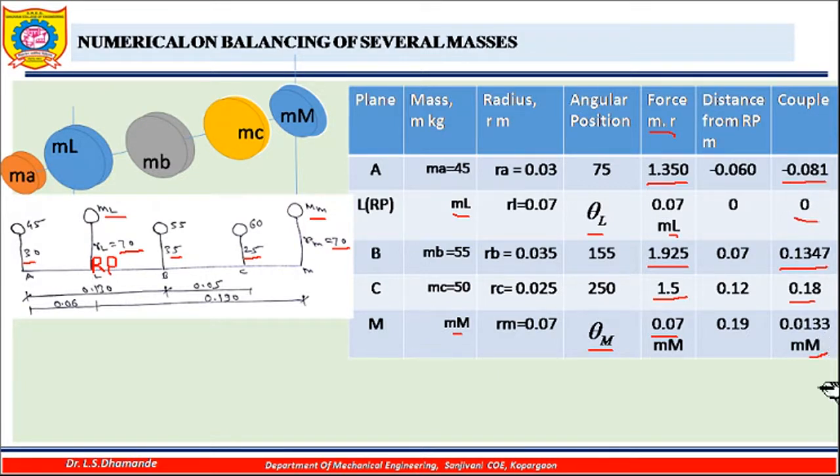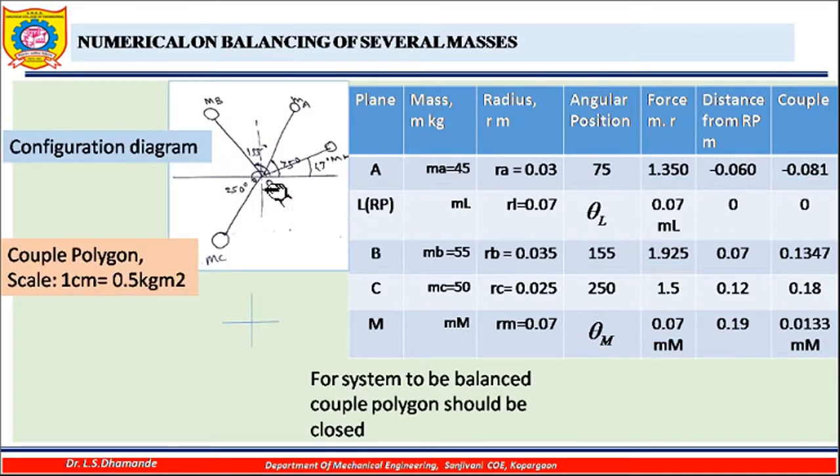So it is always better if I draw the couple polygon first. These are nothing but the magnitudes of these couples due to these masses A, B, C and M. And then I will also draw the angular position of these particular planes, so that I will get the magnitude as well as direction. This diagram is called the configuration diagram, where I have to draw the angular position of A, angular position of B and angular position of C, which is known to me. And then I have to find out the angular position of mass M and angular position of mass at L.